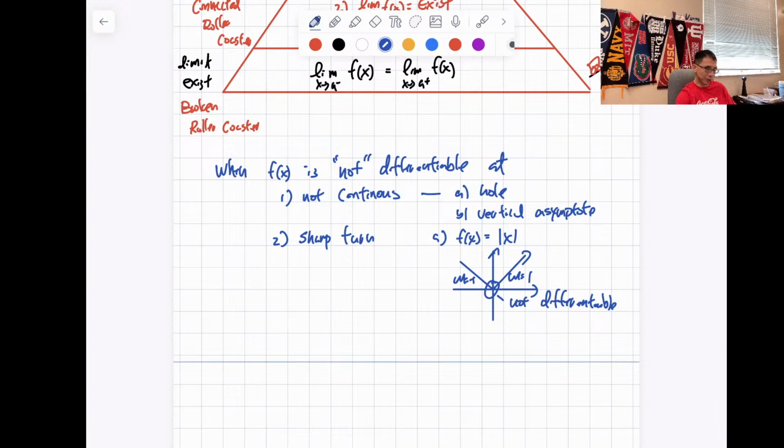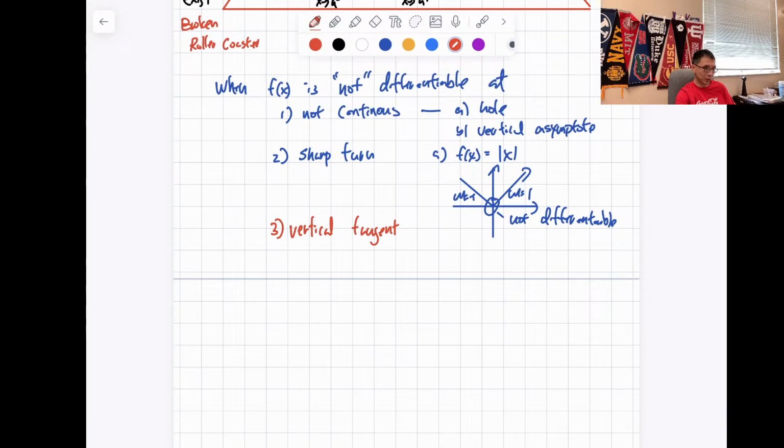The third situation is kind of weird because it doesn't really work with the roller coaster, but it's not differentiable as well. This one is kind of hard to remember. It's called a vertical tangent. When you have a vertical tangent, it's not differentiable. Now, what does a vertical tangent look like?